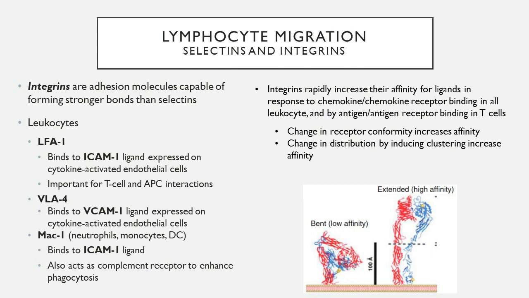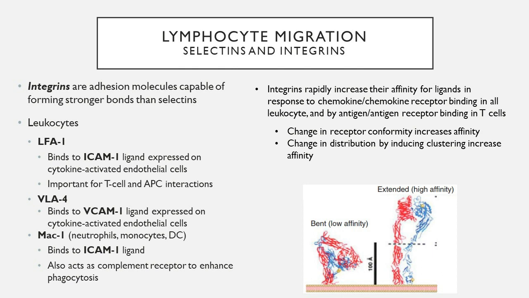And while it does bind to ICAM1 ligand, its importance in phagocytes is that it also binds to opsonins, usually from the complement system. So it acts as a complement receptor to enhance and facilitate phagocytosis. We learn about complement, I think, in chapter 9 or 10, a little bit later in the book. So this pops up, okay, the MAC1 and ICAM1 interactions.